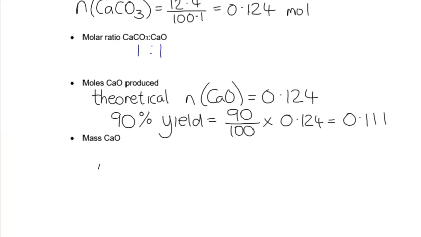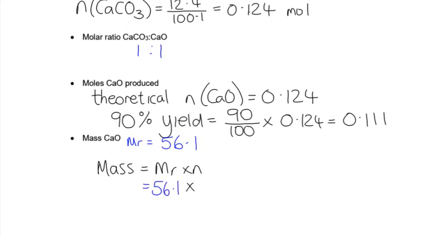So what mass is that? Remember that mass is Mr times moles, so we're going to pause the video again and add up the Mr of calcium oxide and calculate the mass. 6.25 grams. So 12.4 grams produced 6.25 at 90%. So you can see quite quickly from that you can't just use masses, because 90% of 12 is not going to be 6.